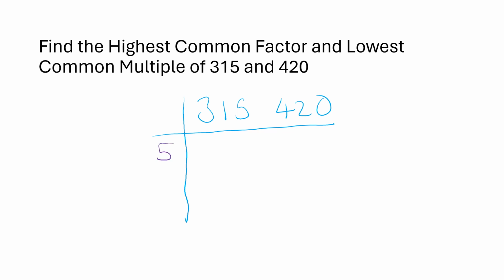I always encourage students to do a little working at the side if they're not sure. So if they don't know how many 5s go into 315, they can just work that out down here. So we've got 63. So write 63 here. Again, if we don't know how many 5s go into 420, they can just quickly work that out here. So what have I got there? Remainder 2, and then I've got 84.